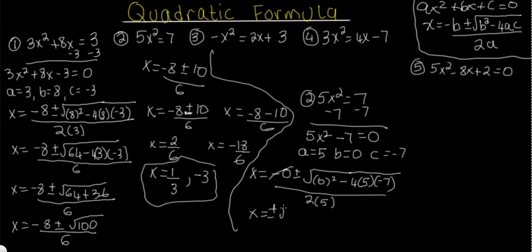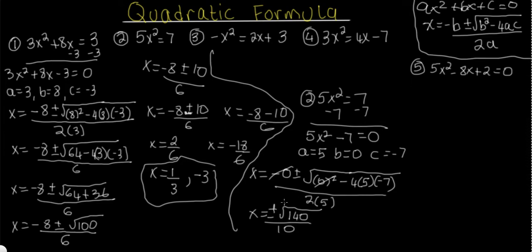I need to go ahead and simplify under the square root. 0 squared, again, that's nothing. 0 times 0 is just 0, so I just need to do this part. So negative 4 times 5 is negative 20. Negative 20 times negative 7 is 140. And this is over 10.